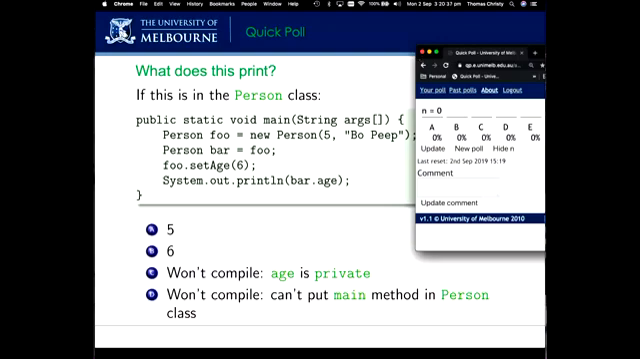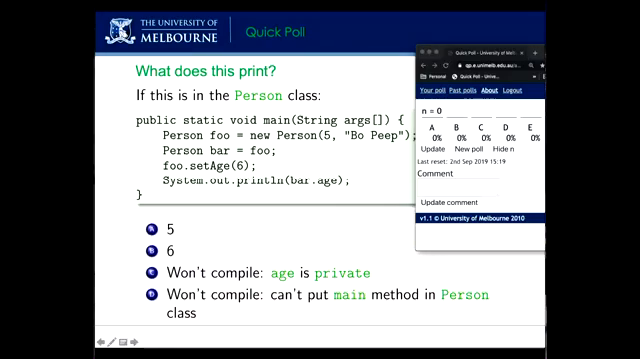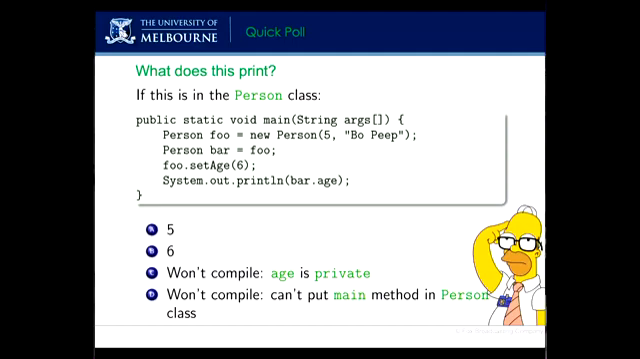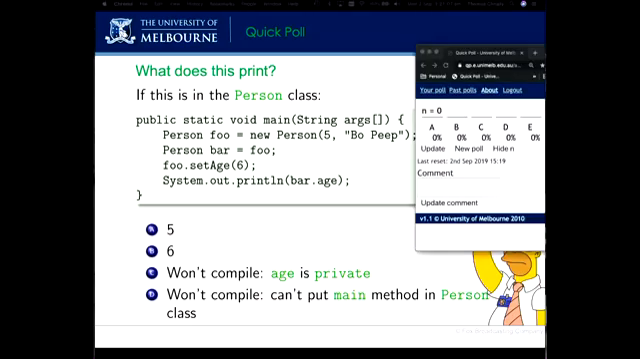So, what does this print? You've got public static void main, person foo, new person 5, Bo Peep, person bar equals foo, set age to 6, System.out.print bar age. I kind of already told you the answer, haven't I? Kind of. So what is it going to print? Has everyone got their answers? Anyone need longer time? No? Let's have a look.